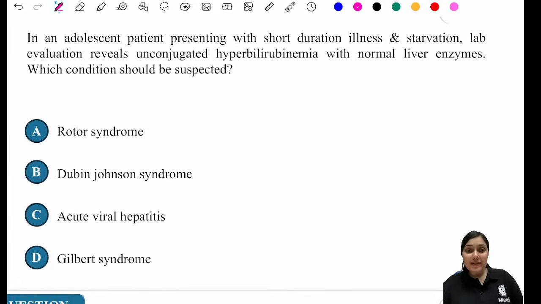We have an adolescent patient presenting with a short duration illness and starvation. The lab results reveal that the unconjugated bilirubin levels have increased. There is unconjugated hyperbilirubinemia, but the liver enzymes are normal. Which condition should be suspected? Rotor syndrome, Dubin-Johnson, acute viral hepatitis, or Gilbert syndrome?